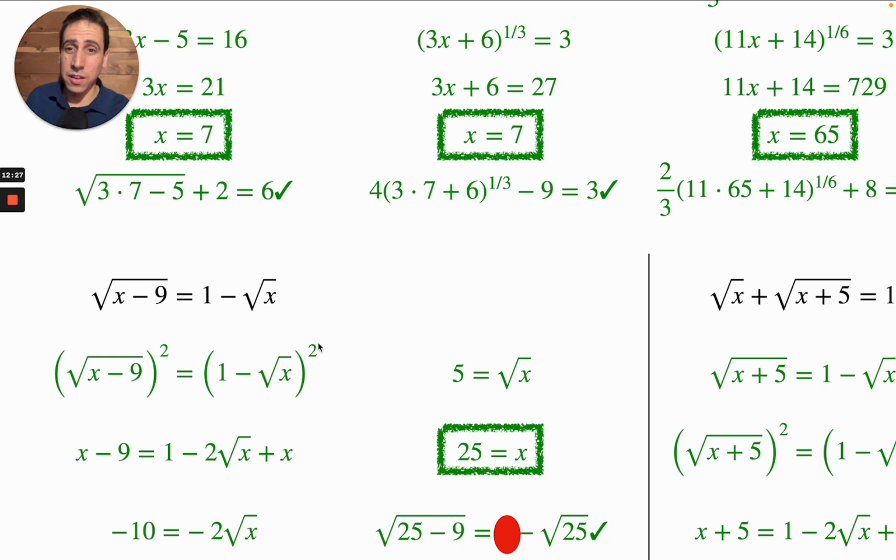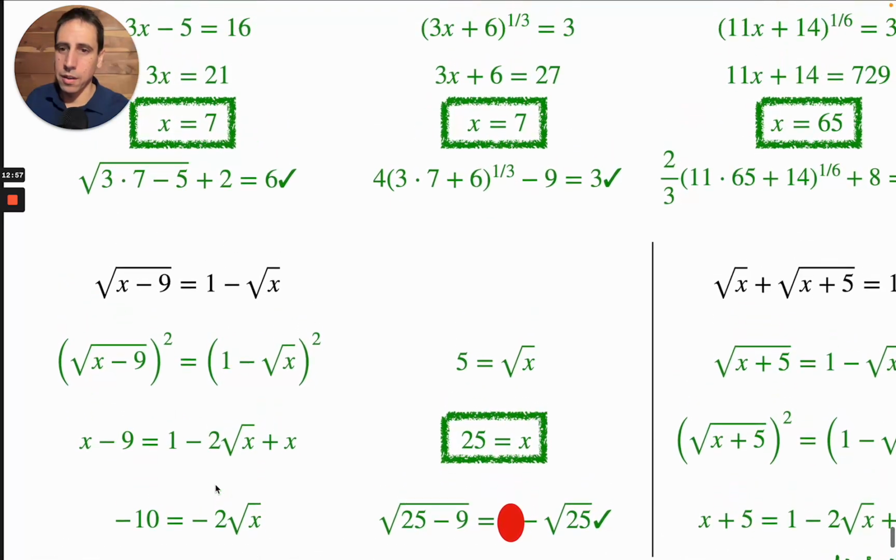You can't just distribute the exponent of 2 to the 1 and to the square root of x here. Because there are 2 terms, you've got to FOIL it out. Or you have to remember (a minus b) squared. This is, if a is 1 and b is square root of x, a squared minus 2ab plus b squared. Okay, good. So actually, this is progress because we went from 2 radicals down to 1 radical.